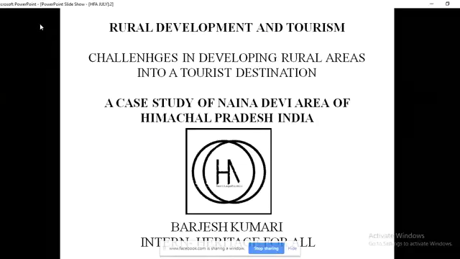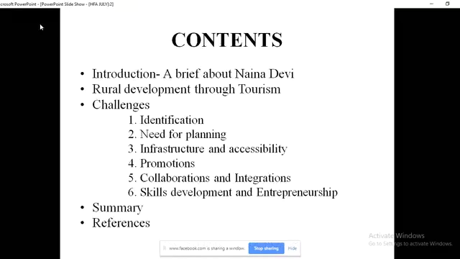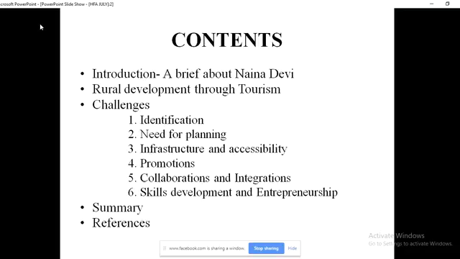Today I am here to present a lecture on challenges in developing rural areas into a tourist destination. Under the theme Rural Development and Tourism, I have come up with a case study of the Naina Devi area of Himachal Pradesh in India. So in this lecture I will brief about Naina Devi and how tourism helps in rural development, then discuss some challenges. With that, I'll summarize the lecture.